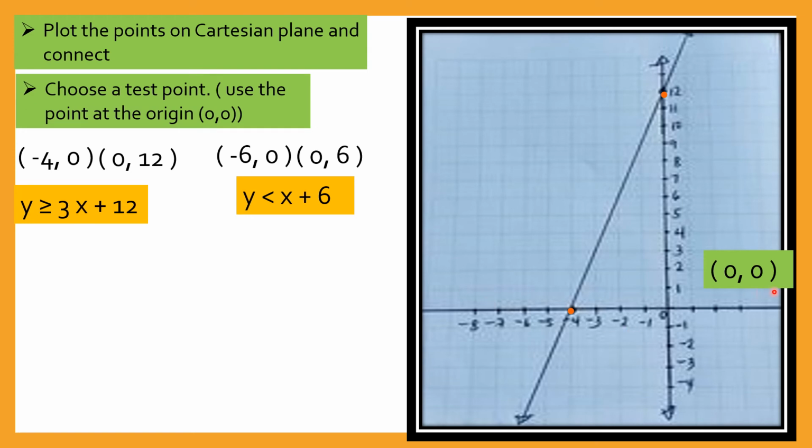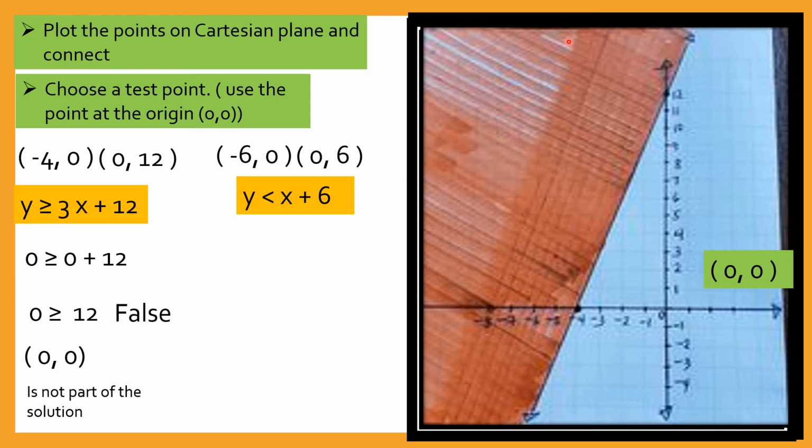Now, para mas madali, gagamitin natin ang origin as test point. Pwede kang pumili ng kahit anong point. Pwede kang pumili dito or dito. So, ngayon, mas madali, origin 0, 0. So, palitan natin yung y ng 0 lang at ang x. So, 0 is greater than or equal to 0 plus 12. And 0 is greater than or equal to 12, which is false. Therefore, the part of the solution should be here, not the origin. Kasi ito false. Ibig sabihin, hindi kasama yung mga points na makikita dito. Okay? So, ang isi-shade natin ngayon ay yung dito sa part na yan.